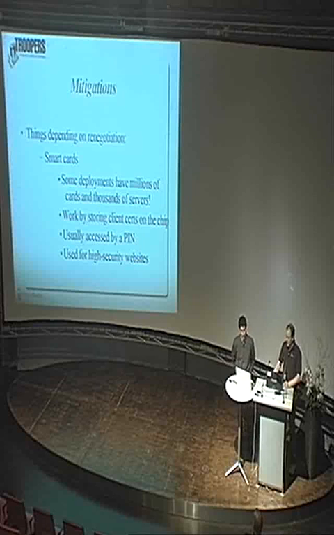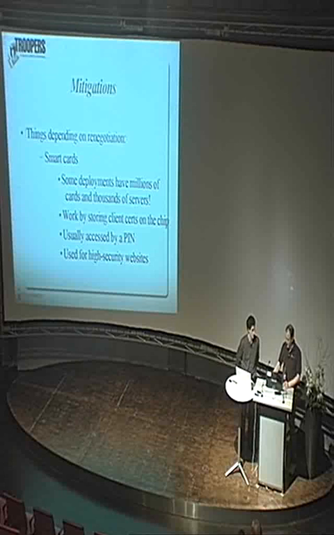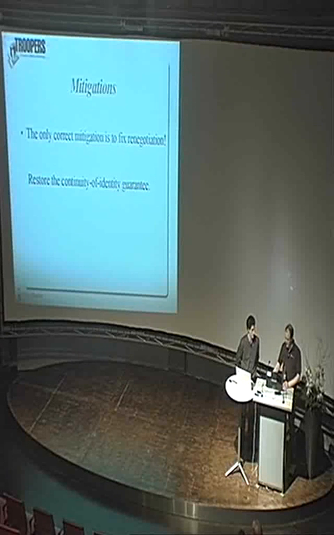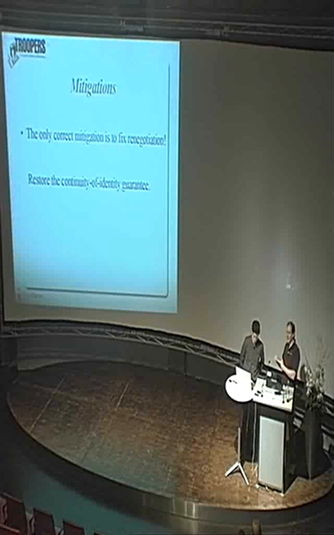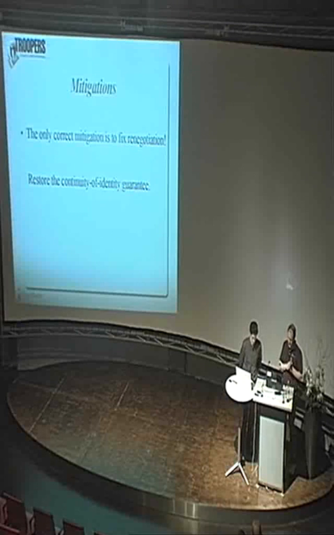Another thing is smart cards. We mentioned those. Some deployments of smart cards have millions of cards and thousands of servers, and they're used disproportionately for high security stuff. So the only correct fix is to fix renegotiation. It's got to be fixed, and what that involves is restoring this guarantee of continuity of identity. The idea that the guy who's on the other end of the SSL connection now is the same guy as was on at the beginning of establishing the connection.